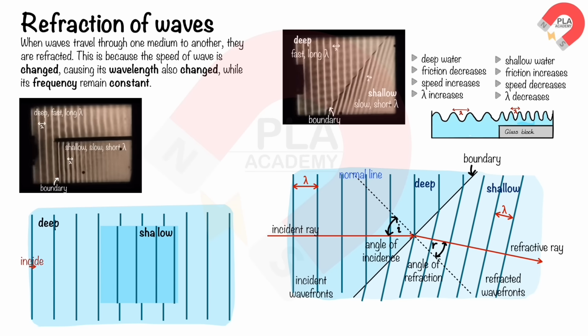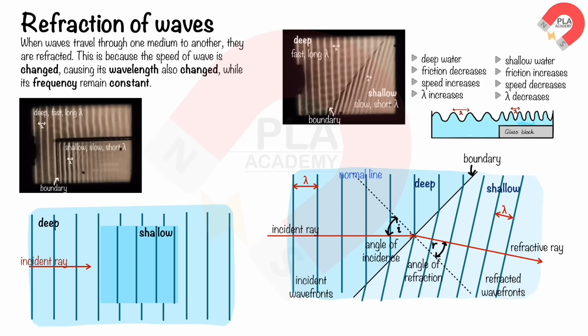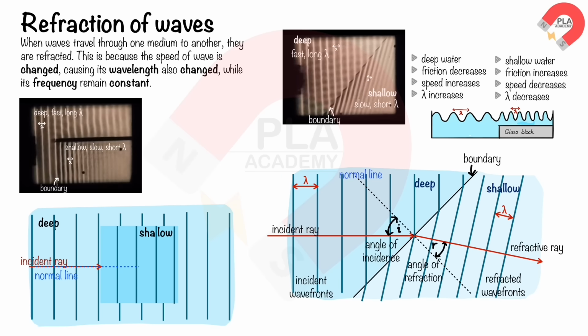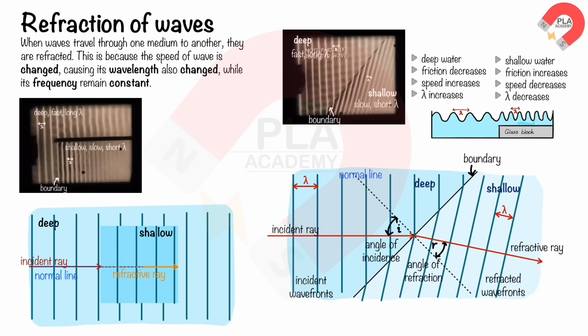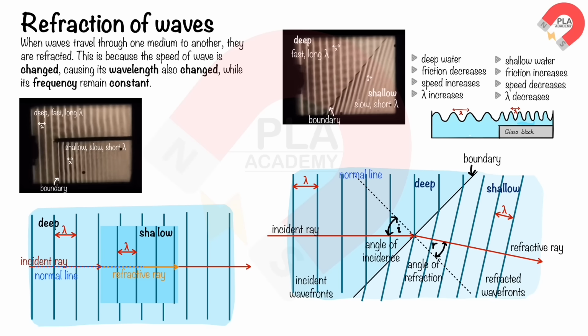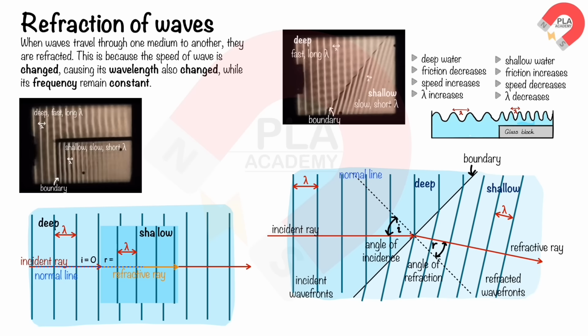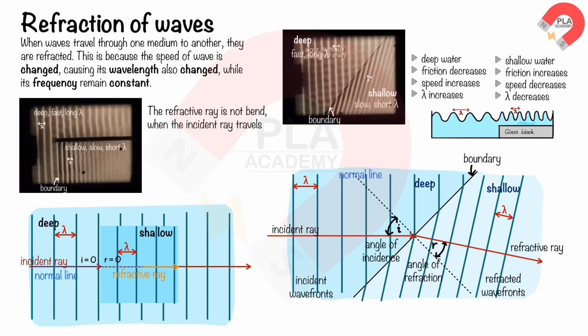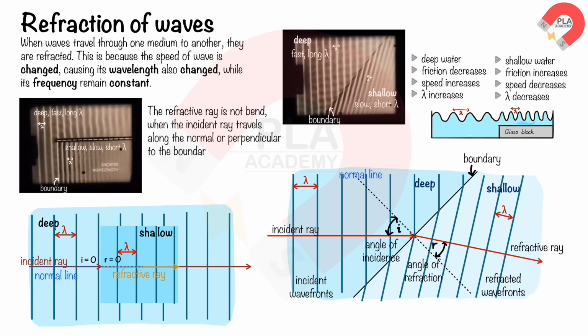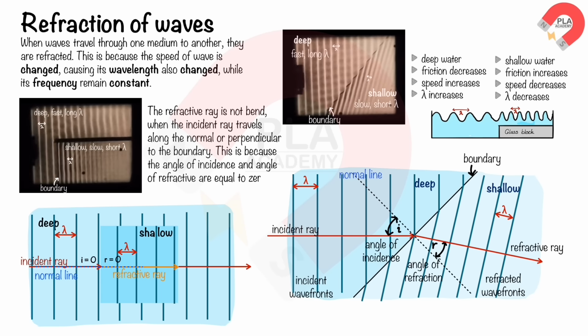Draw the direction of the incident ray perpendicular to the incident wavefronts. Draw the normal line perpendicular to the surface of the boundary. Draw the refracted ray perpendicular to the refracted wavefronts. The angle of incidence between the incident ray and normal line is 0. The angle of refraction between the refracted ray and normal line is 0. Therefore, the refracted ray is not bent when the incident ray travels along the normal, or perpendicular to the boundary. This is because the angle of incidence and angle of refraction are equal to 0.